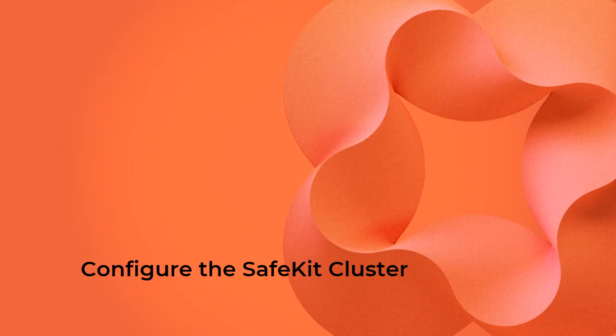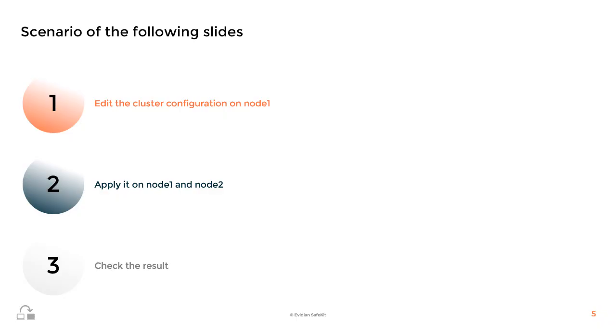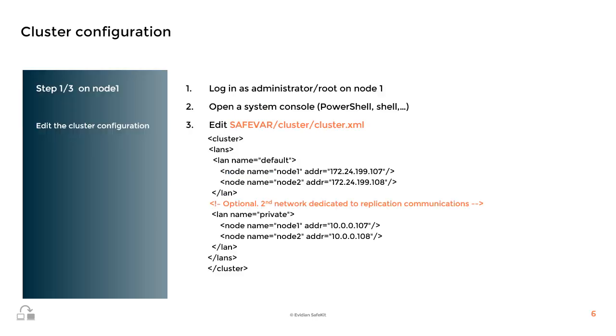Let's now examine how to configure the cluster. In the next slides, we will explain the 3 steps of the cluster configuration process. First, edit the configuration on Node 1. Second, apply the configuration on Node 1 and Node 2. Third, verify the results. Let's start with the editing of the cluster configuration.